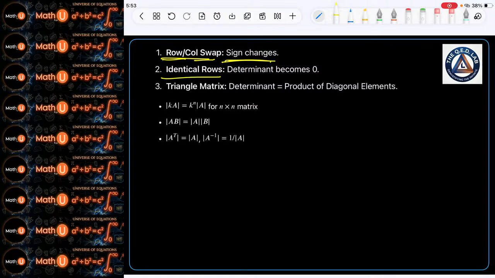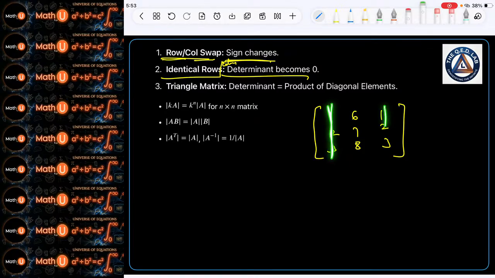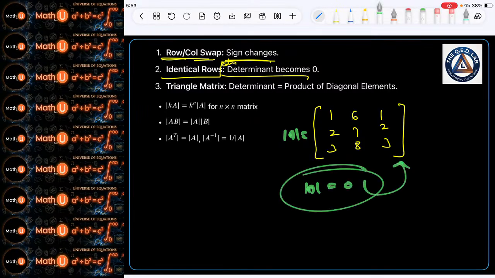And identical rows or columns, determinant becomes 0. For example, 1 2 3, 6 7 8, 1 2 3. See, first column and third column both are same, means identical. Identical means same elements. Both columns same, then finally no need to expand this one. Directly determinant of this matrix is equal to 0.